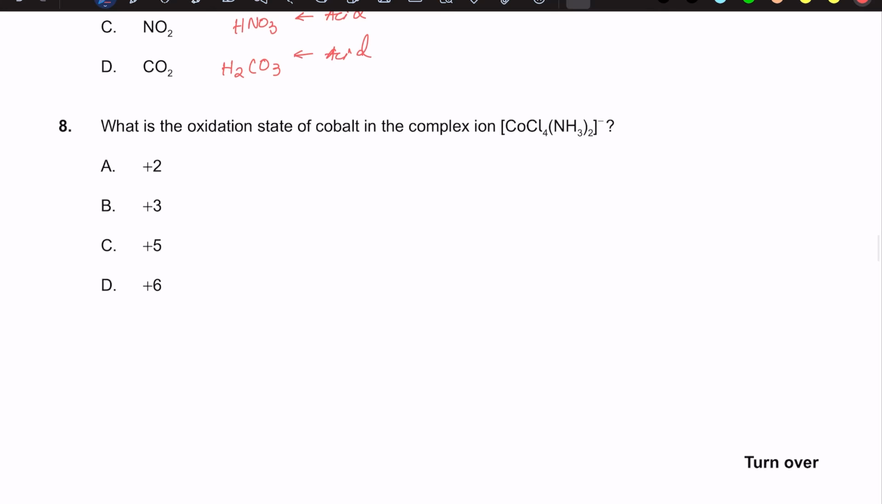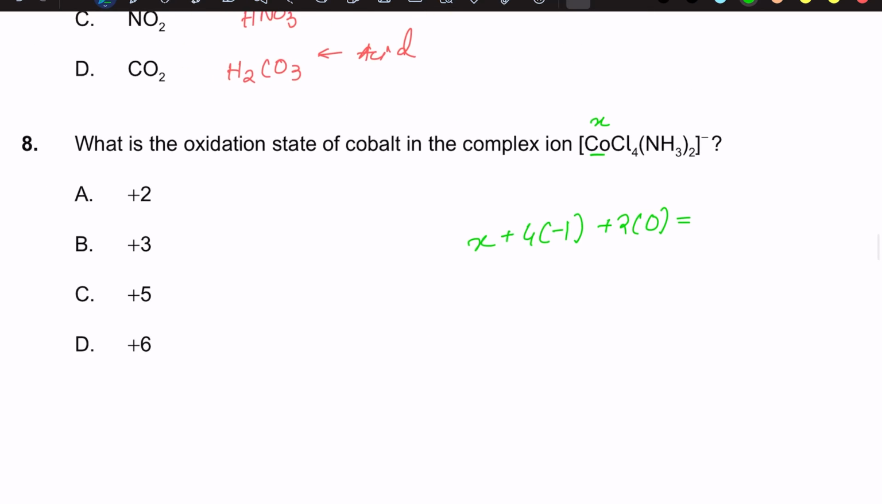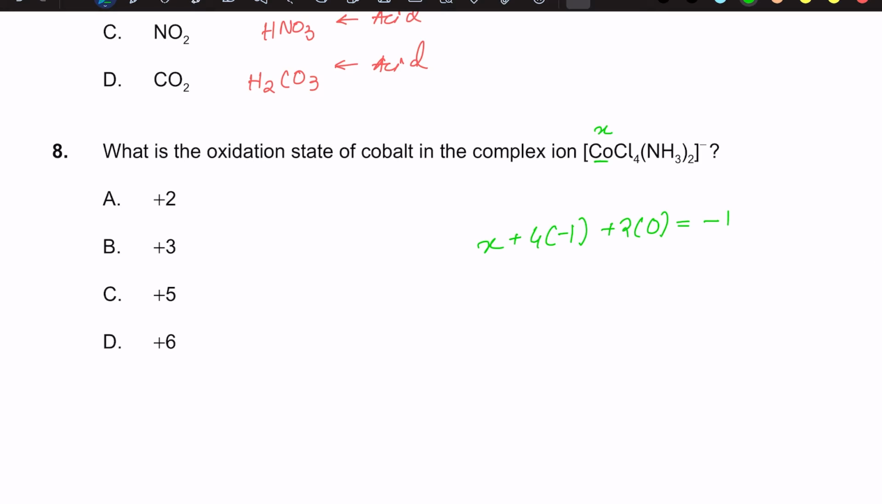Moving to the next one, we have to find the oxidation state of cobalt in this complex. We can find it easily. We take the oxidation number of cobalt as X. Chlorine is a halogen, so we take its oxidation number as -1. NH3, it's not NH4, it's NH3, will have 0 oxidation number because it's a neutral compound, right? This will be equal to the net charge, which is -1.